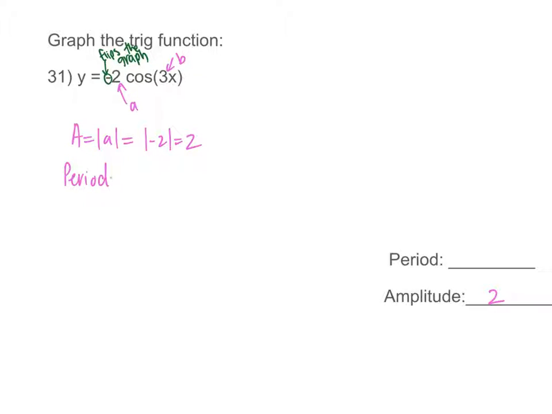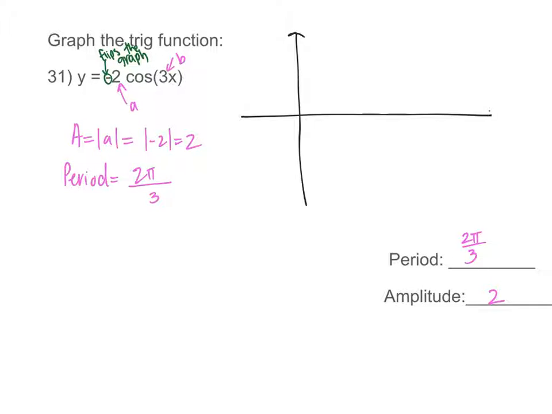The period here is going to be 2 pi over 3, and I can't simplify that any further, so this is really just 2 pi over 3. All right, so now I'm going to try to draw my graph here. Because my amplitude is 2, I know my maximum is going to be 2, and my minimum is going to be -2. And then my period goes from 0 to 2 pi over 3, so I'm going to make this go out to 2 pi over 3.